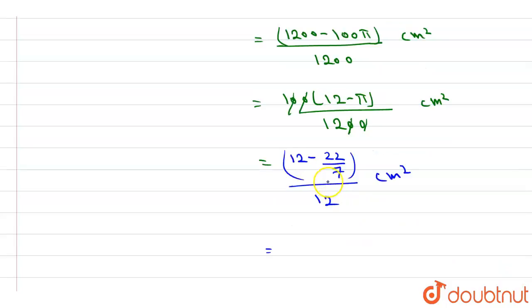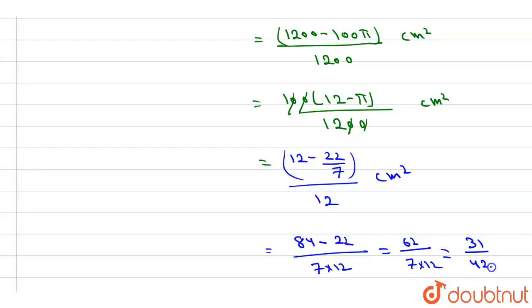Now take the LCM, it will be 84 minus 22 and 7 in the denominator, then 7 into 12, which is equal to 62 upon 42, not 42, it will be 7 into 12. So here it will be 31/42. So this is the required probability.